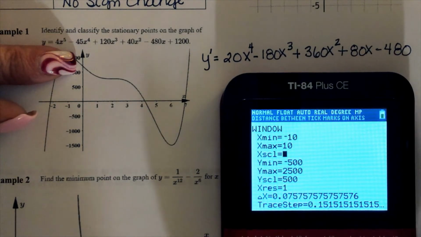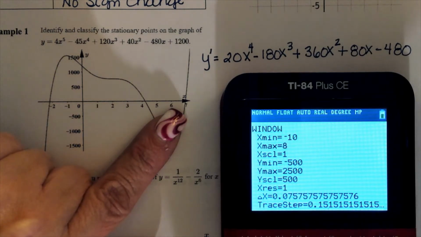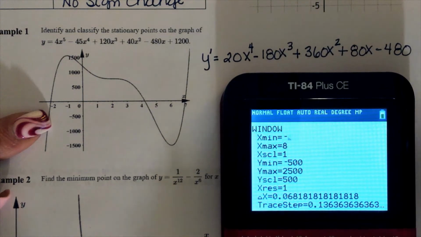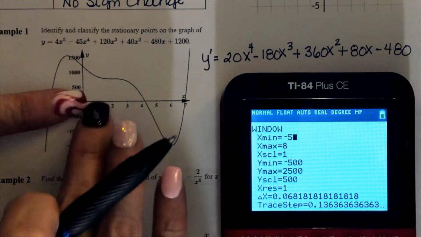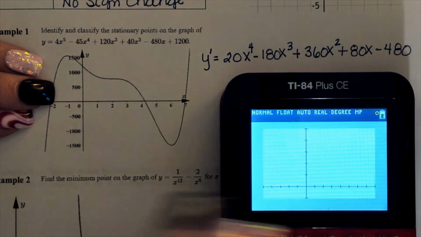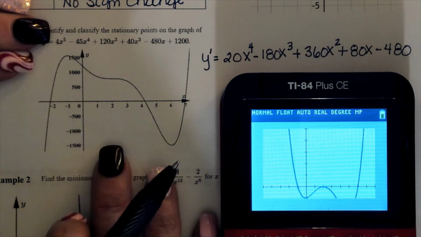Now on the x, I notice that it only goes out to 7, so maybe I'm going to make this one go out to 8. And it only goes to negative 2, so maybe I only want to go to negative 5. Kind of set your graph on here the way it is here. So now when I graph it, doesn't it look a lot better? It's a little easier to see.